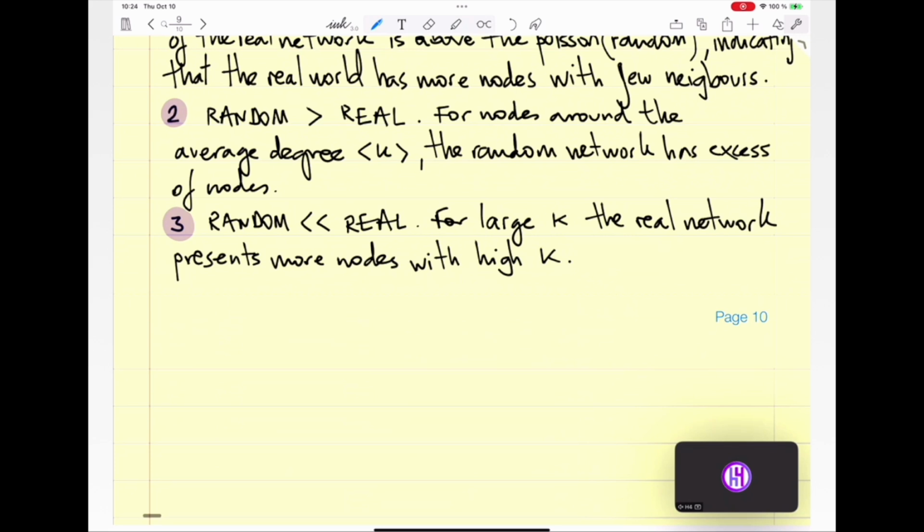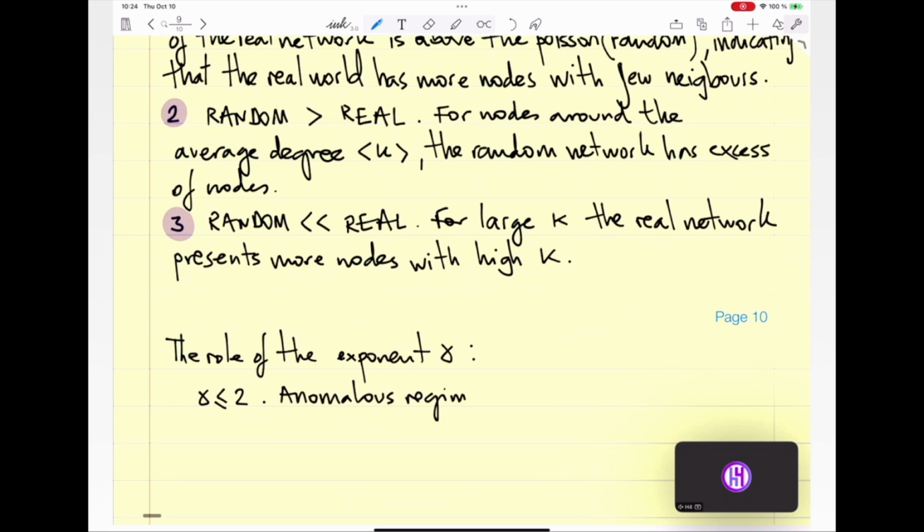So let's look at the role of the exponent gamma. If gamma is smaller than or equal to 2, we have an anomalous regime, and I will not get into the detail here. Networks cannot exist long. This is what happens when cancer kills a body. Cancer brings the body cells to gamma smaller than 2, and then the body cells stop working as a network, the body dies. Okay?